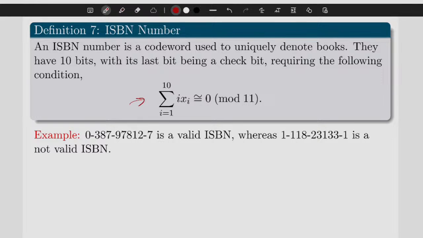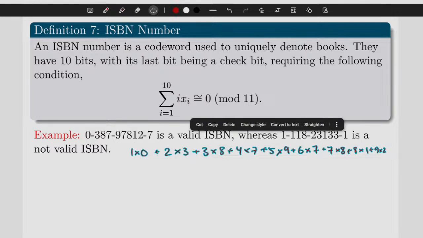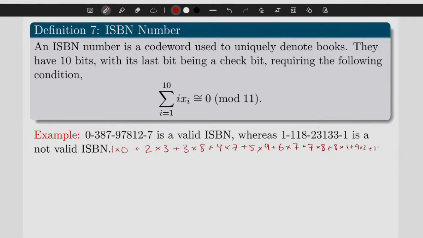Well, if we just apply this equation up here, then I can go, okay, well, first digit, 1 times 0, plus 2 times 3, 3 times 8, 4 times 7, all the way, yada yada yada, all the way up to 10 times something, so it's going to be letters, numbers. 6 times 7, 7 times 8, 8 times 1. I'm so good at writing and speaking at the same time, guys. Yes, okay. Plus 10 times 7.